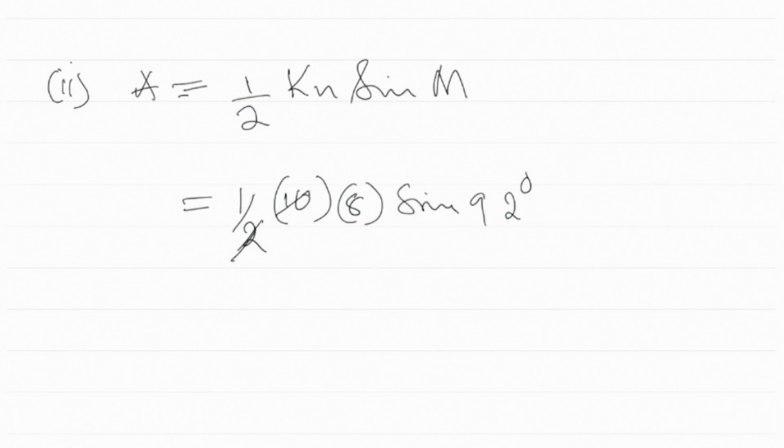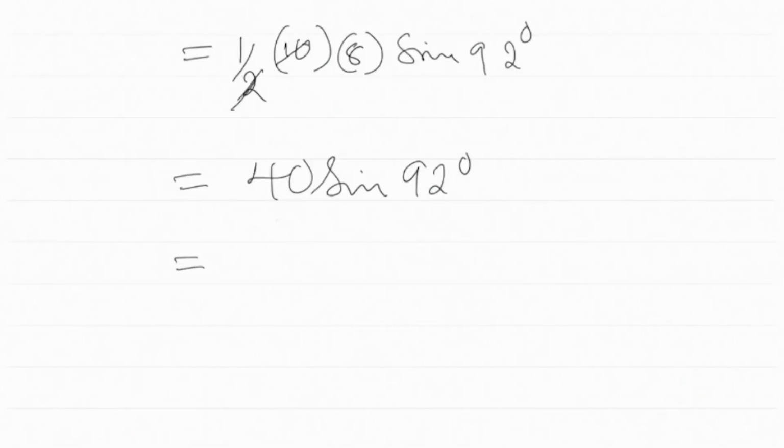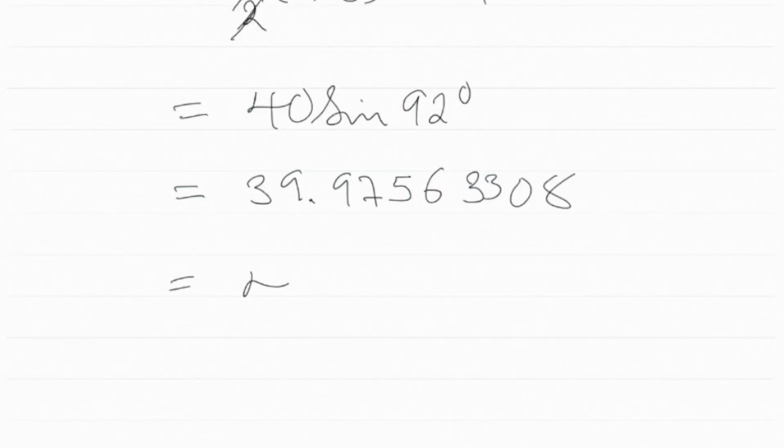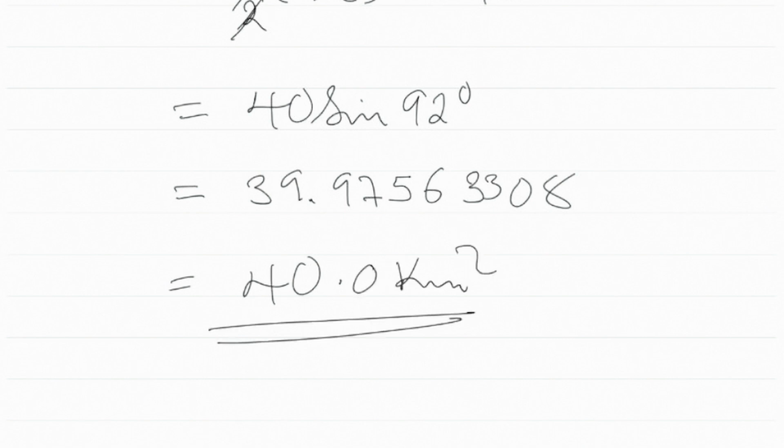When we simplify, we are going to have 5 times 8, which gives us 40 sine 92 degrees. Let me write it properly. Again, when you simplify this further, you are going to have 39.97563308. Rounding off, we have 40.0 kilometers squared. So this is going to be the area of the triangle KMN.